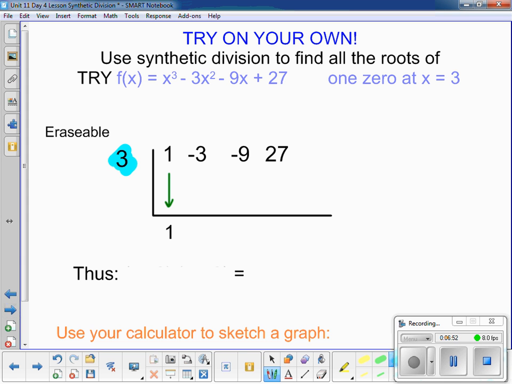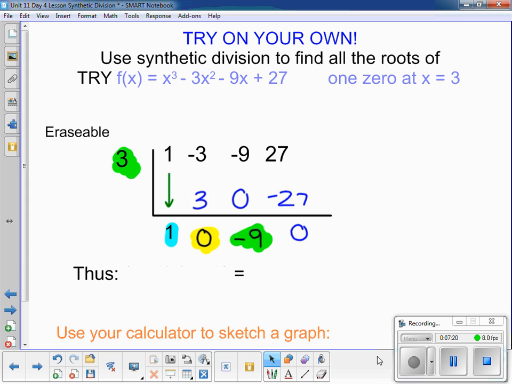3 times 1 is 3. Negative 3 plus 3 is 0. 3 times 0 is 0. Negative 9 plus 0 is negative 9. 3 times negative 9 is negative 27, and I get a remainder of 0. So I write my answer like this. If it has a root of 3, that means the original parenthesis must have been x minus 3.